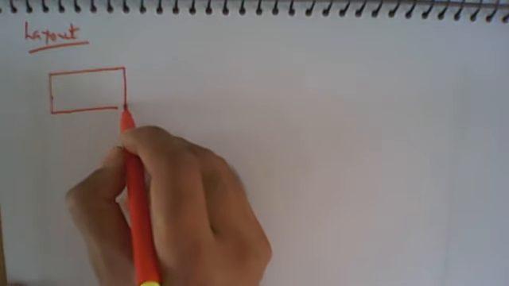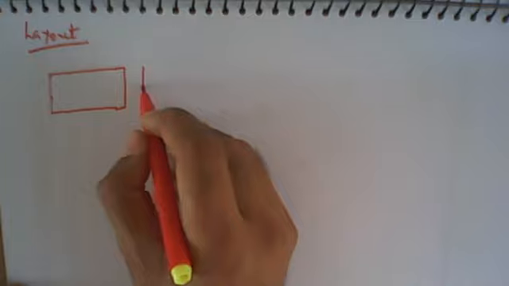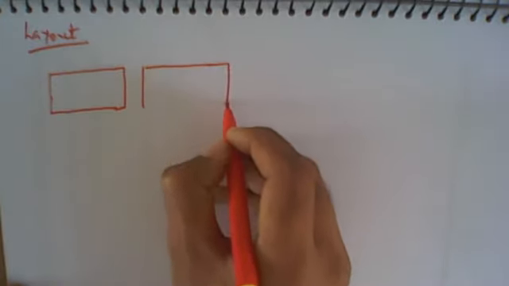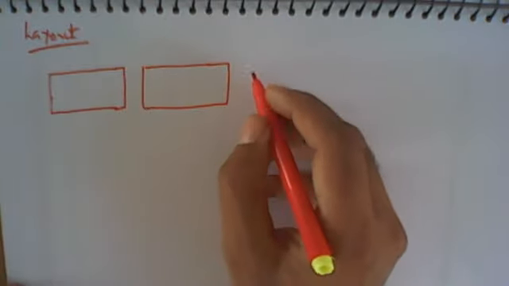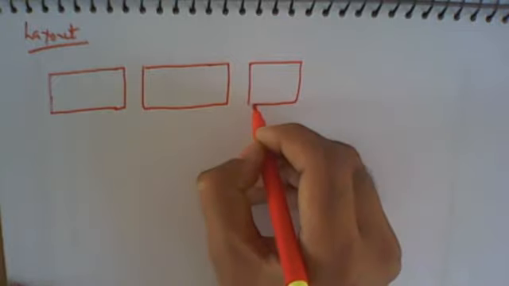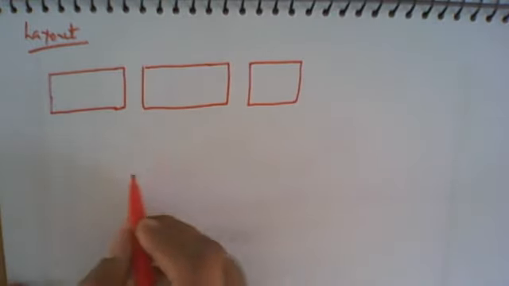Let me draw this layout without optimizing the input sequence. Let me first draw the layout without the optimizing input sequence, and then we'll optimize the input sequence, and then we'll see what about the change in area requirement in a layout.